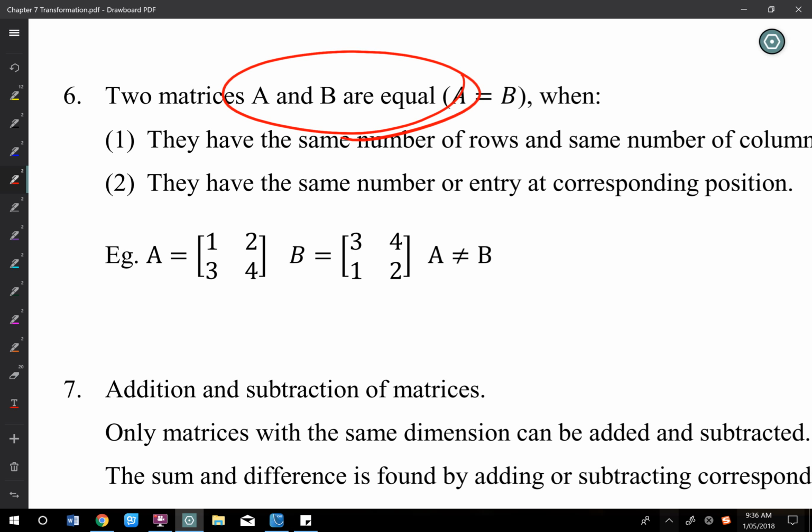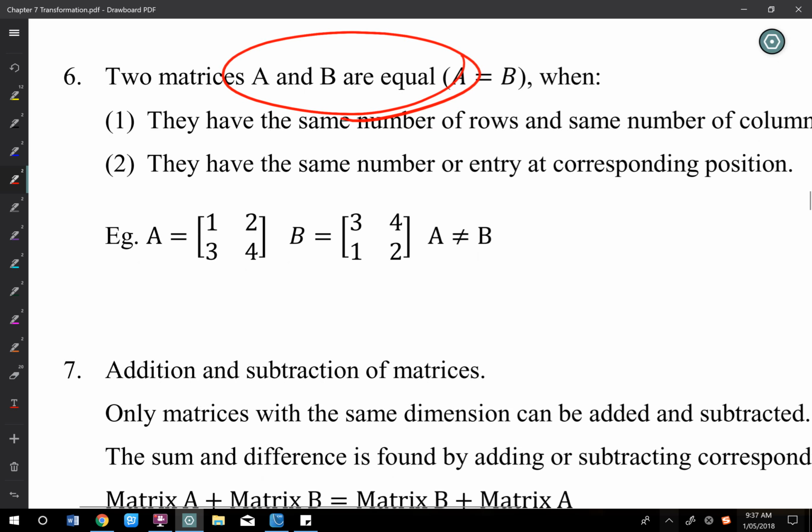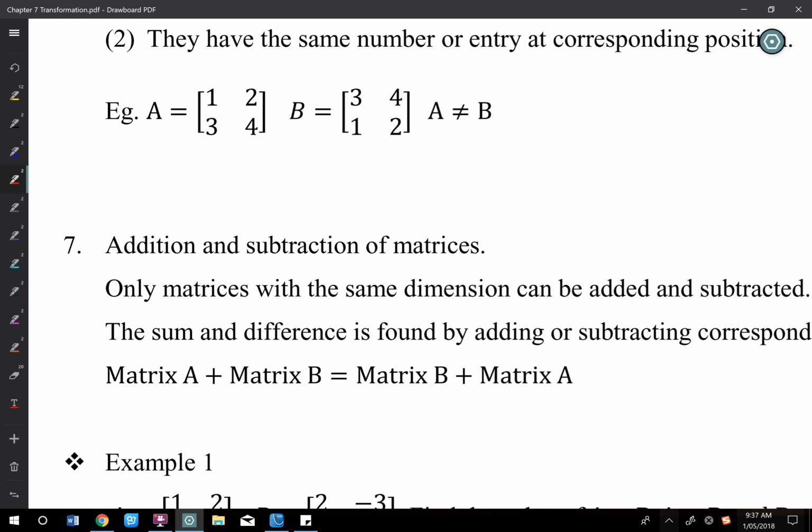Otherwise, it's not equivalent. This is not similar to numbers like 2 and 5: 2 plus 5 and 5 plus 2 are equivalent. But for matrices, it won't be the case. When you swap the order of the entries, the 2 matrices will not be the same. So A is not equivalent to B.